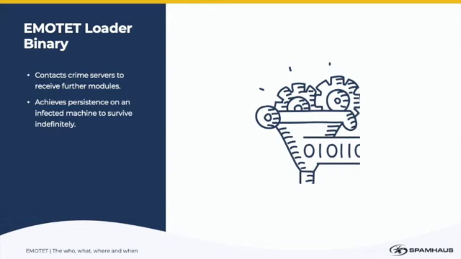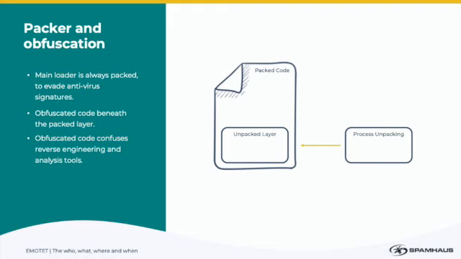Now, the first thing that lands on an infection is the Emotet loader binary. It does a couple of things on the infected machine. One of them is that it contacts the command and control servers to receive further modules, and these modules later on would be glued together and act as one unit, which I'll be discussing in coming slides. It also achieves persistence on an infected machine, so that if you turn off your machine, it survives the reboot.